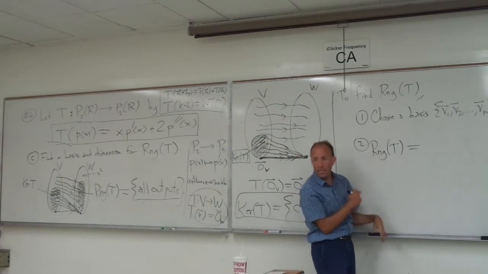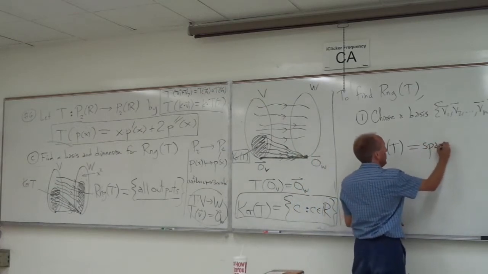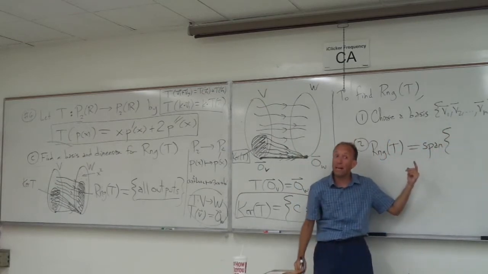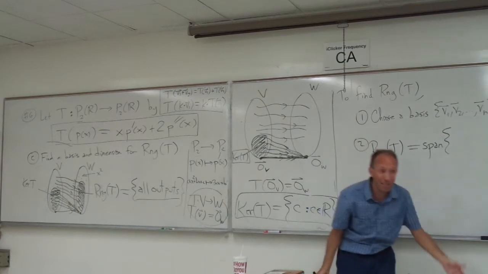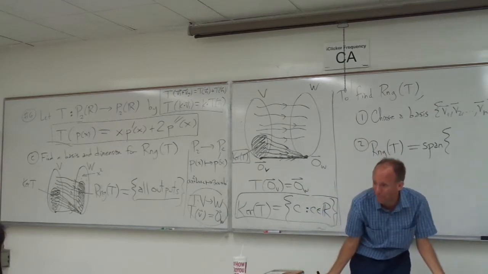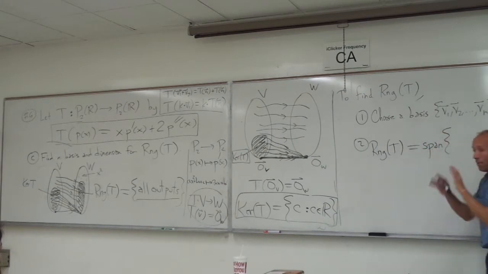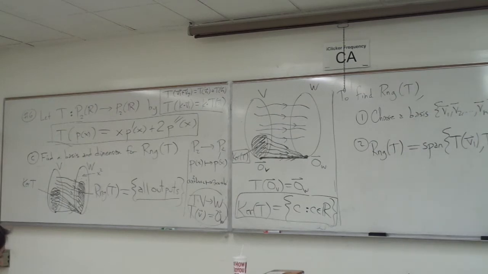And then the range of t is simply the span. Oh, if it's the span of something, it's already going to be a subspace. So I don't even have to worry about that. And it's the span of what? Well, what you do is you simply transform all of your basis vectors. You just do this transformation. It's just the span of those guys. Does that make sense?